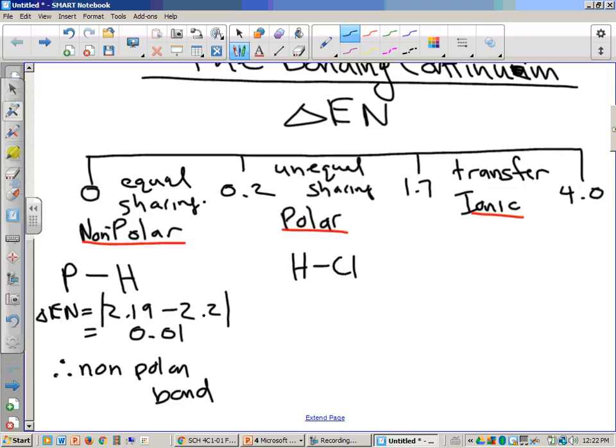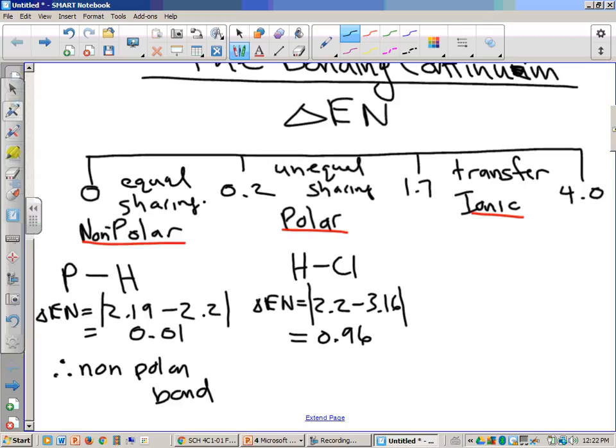HCl. Delta EN equals 2.2. I think we've just seen it. Cl. What do you got? 3.16. And ignore the negative. It gets you 1.96. Notice the chlorine is stronger than the hydrogen.